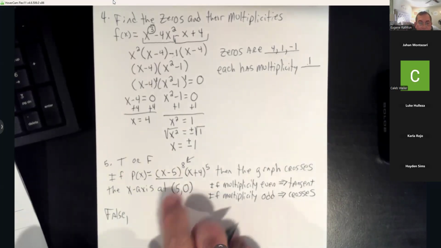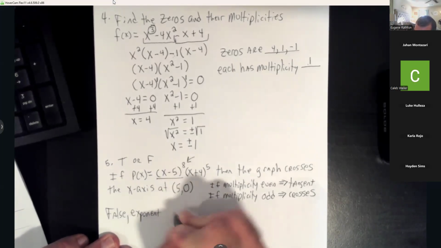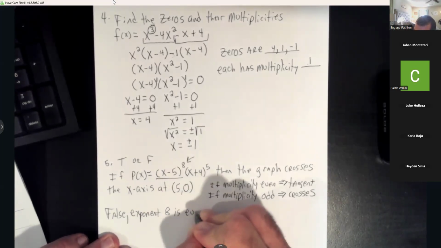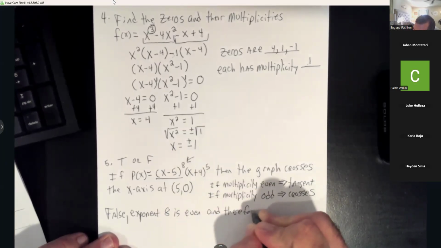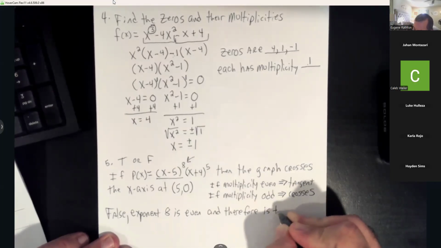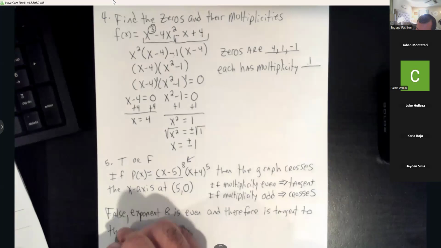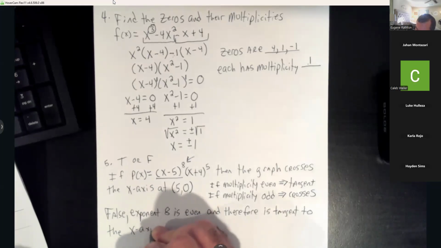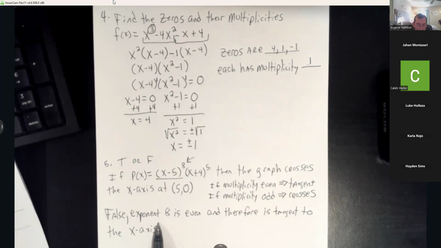Now the reason is because the exponent 8 is even, and therefore is tangent to the x-axis. So they'll have another one that says false because the exponent 8 is odd. Well, y'all, 8 is not an odd number, so that's where they get you on this one, okay?